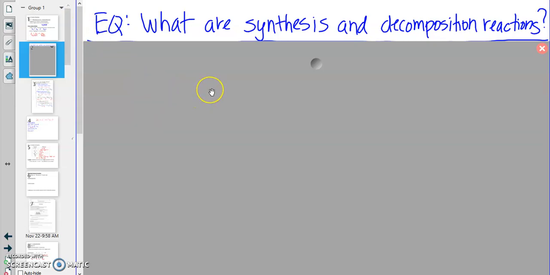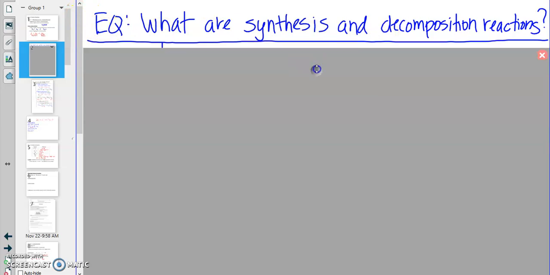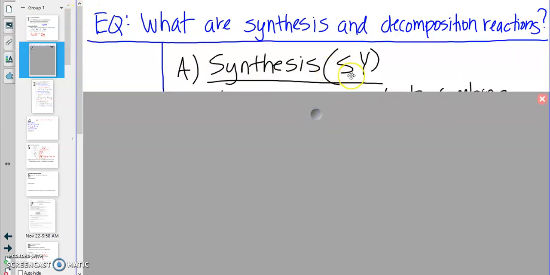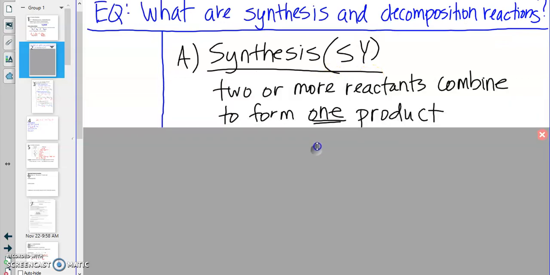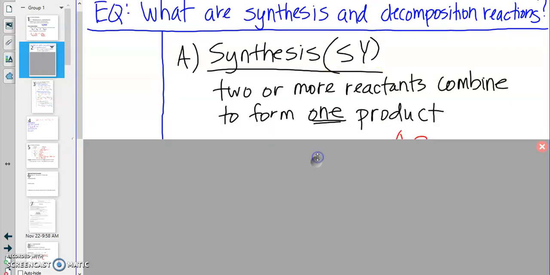Okay, what are these reactions? Again, if you need to pause to write this out, do so. Let's talk about synthesis reactions. We label it SY. What that means is that two or more reactants combine to form one product. And so if we have two reactants or two atoms or two molecules, what's going to happen is that if we give it a little bit of heat and we react it together, it's going to create just one product.